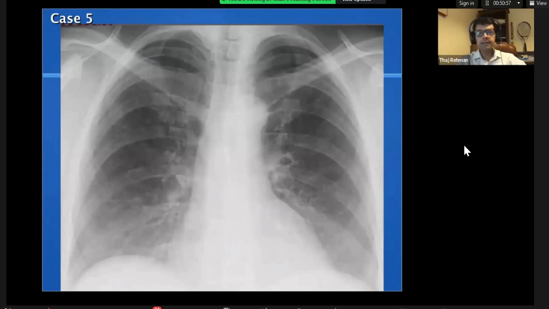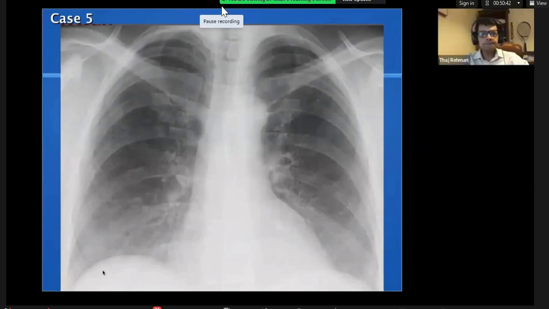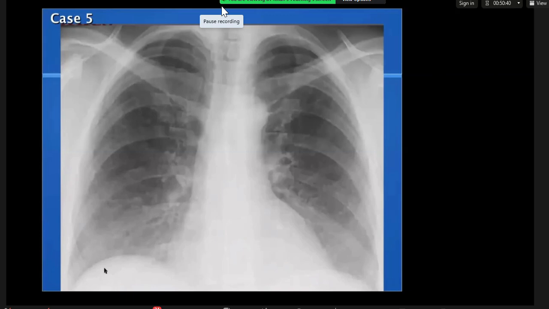Next case. So I've got a frontal radiograph and the trachea is central, normal heart size and mediastinal contours. I can see what appears to be multiple cystic lesions scattered throughout both lungs. They're quite lucent and tiny. So I'm thinking whether this patient's got an underlying cystic lung disease.